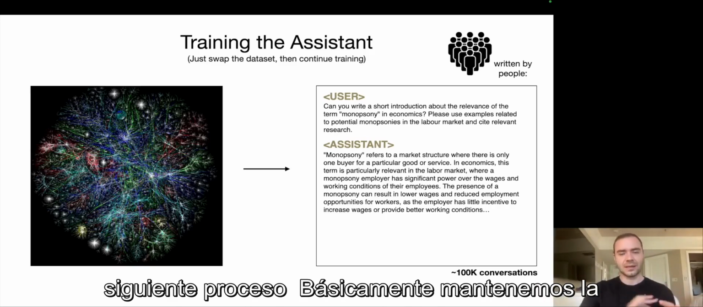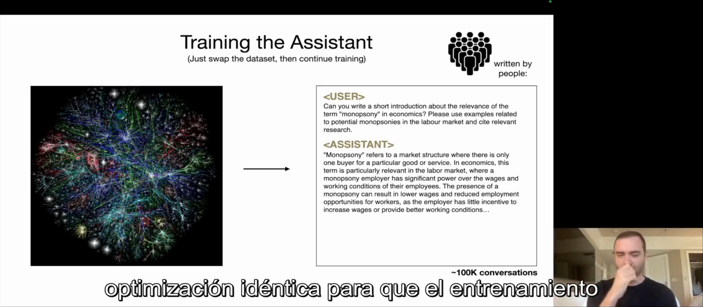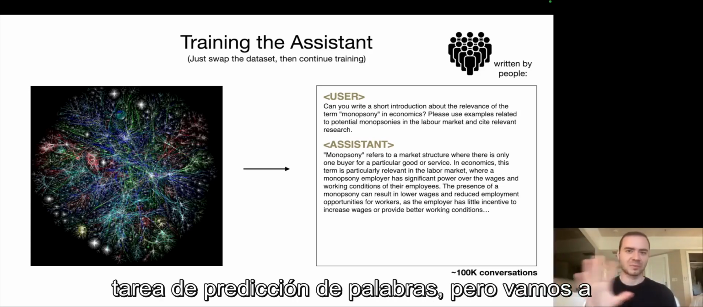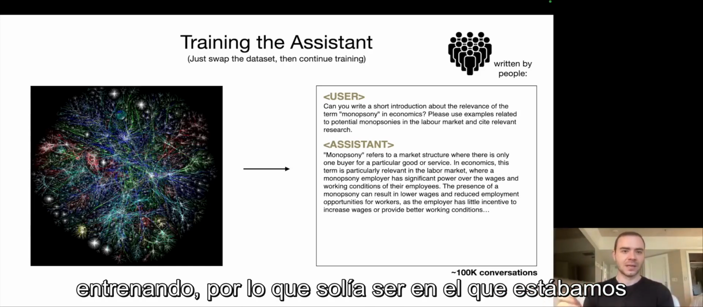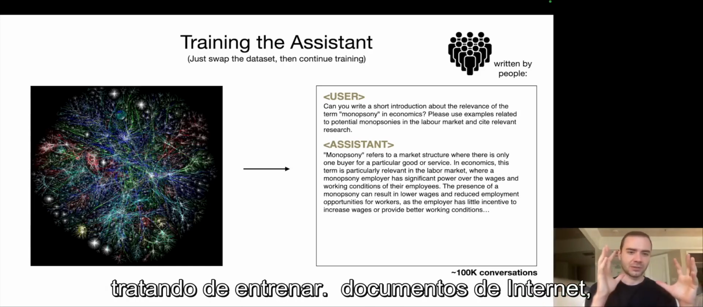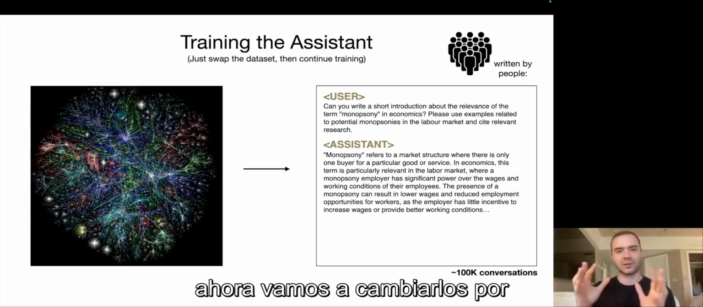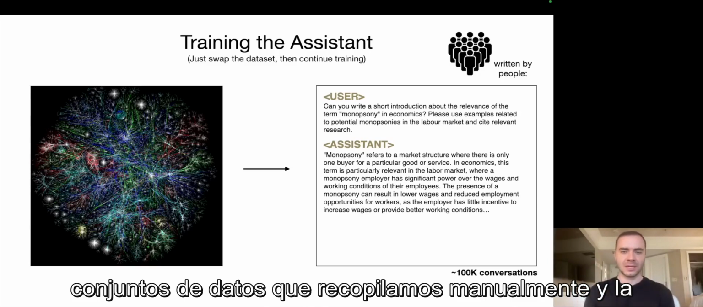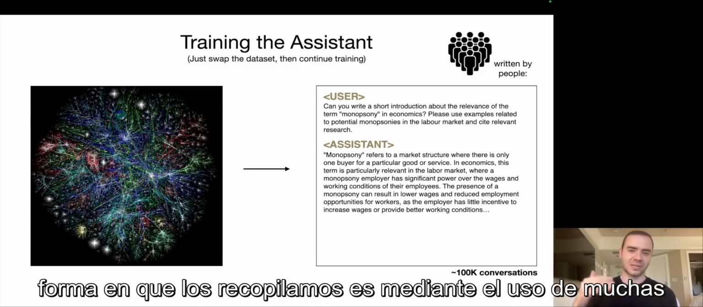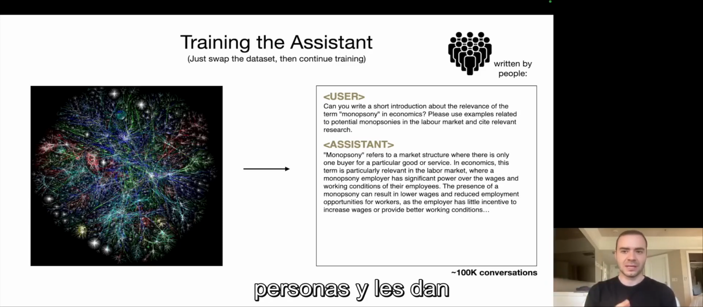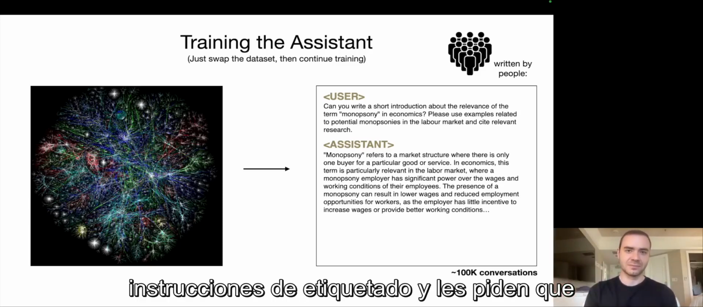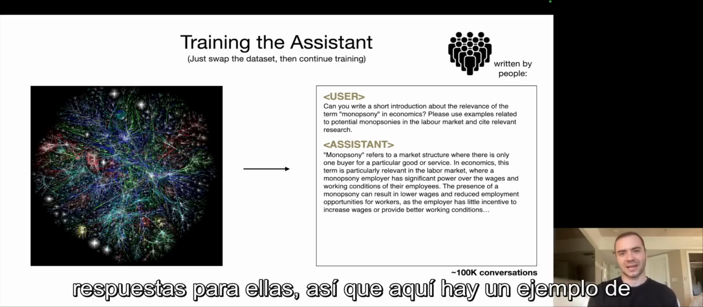We basically keep the optimization identical, so the training will be the same. It's just the next word prediction task, but we're going to swap out the data set on which we are training. So it used to be that we are trying to train on internet documents. We're going to now swap it out for data sets that we collect manually. And the way we collect them is by using lots of people. So typically a company will hire people and they will give them labeling instructions, and they will ask people to come up with questions and then write answers for them.